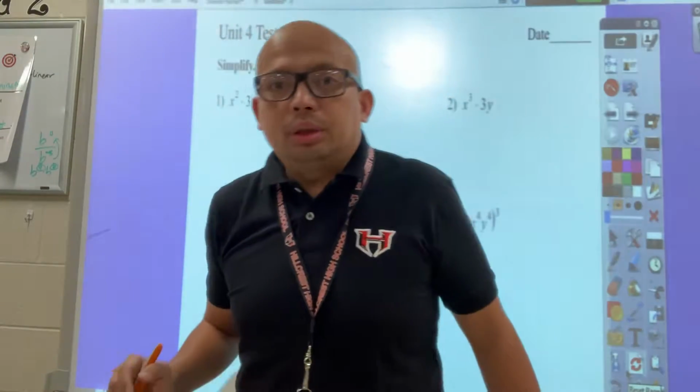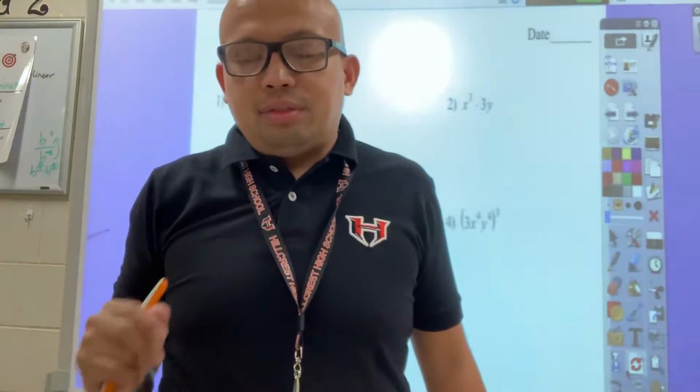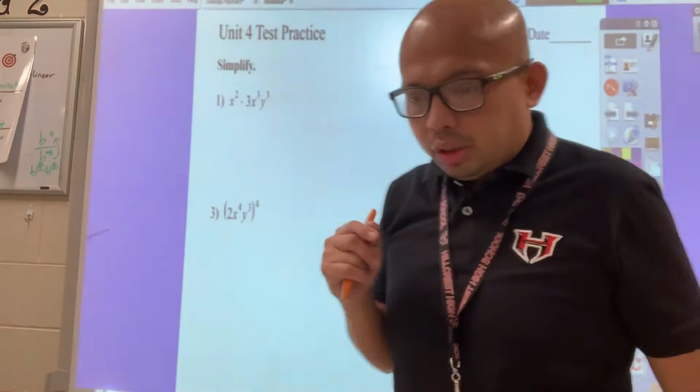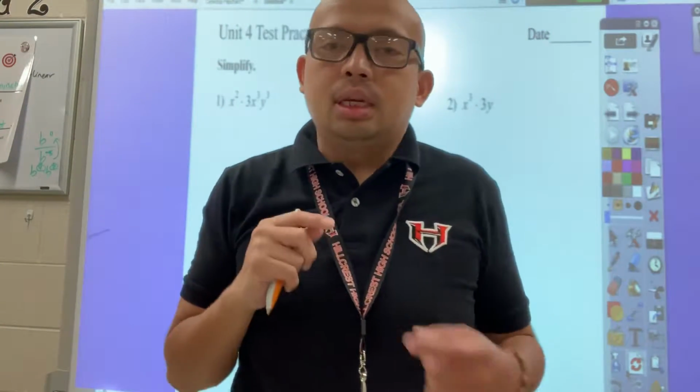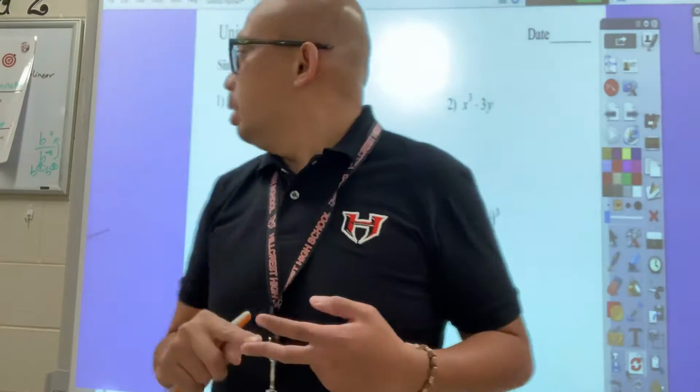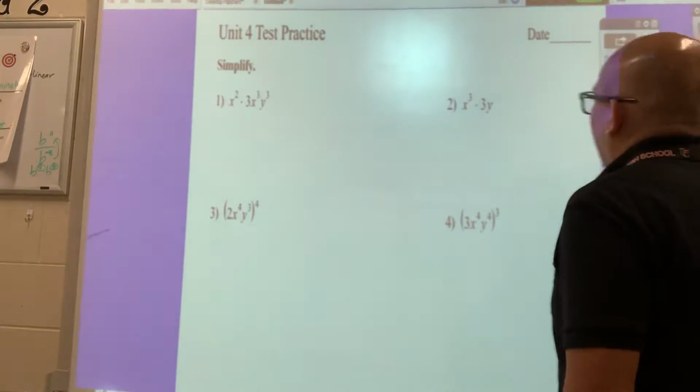Alright, good morning. Today we're going to go over the study guide for the Unit 4 test. This Unit 4 test covers two topics: the rules of exponents and simplifying radicals. Okay, so let's go ahead now.